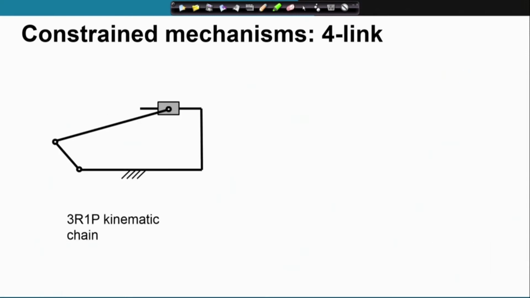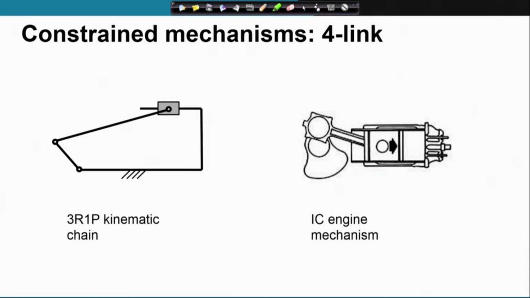3R1P, a very standard application is in IC engines. So, you have this piston which is oscillating. So, this is our P pair and this is connected to the crankshaft and this is the coupler, the connecting rod. This is the connecting rod.